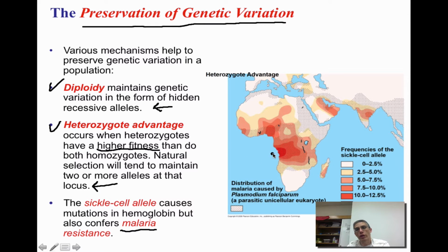If you look over here on the right, this is a good example of heterozygote advantage. The biggest thing to take away from this diagram is that anywhere you have a pretty high incidence of that malaria-causing parasite, you also tend to find people that have the heterozygote genotype for sickle cell. Again, it's because for whatever reason, it tends to provide those people some protection from getting the malaria that would be caused by that particular parasite.